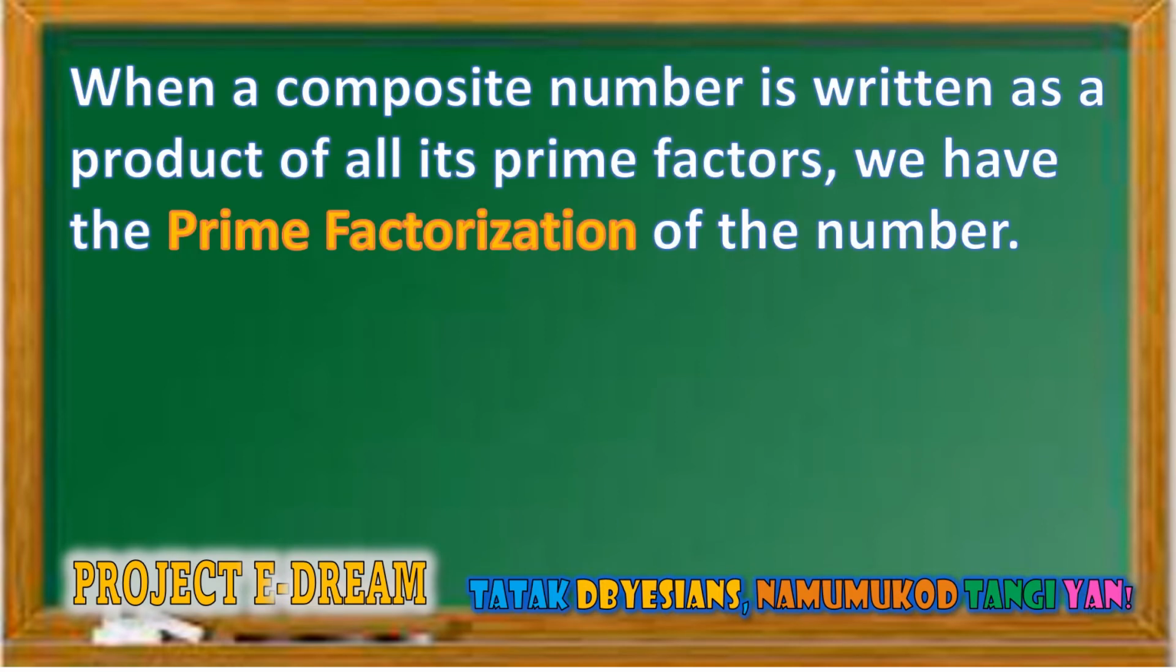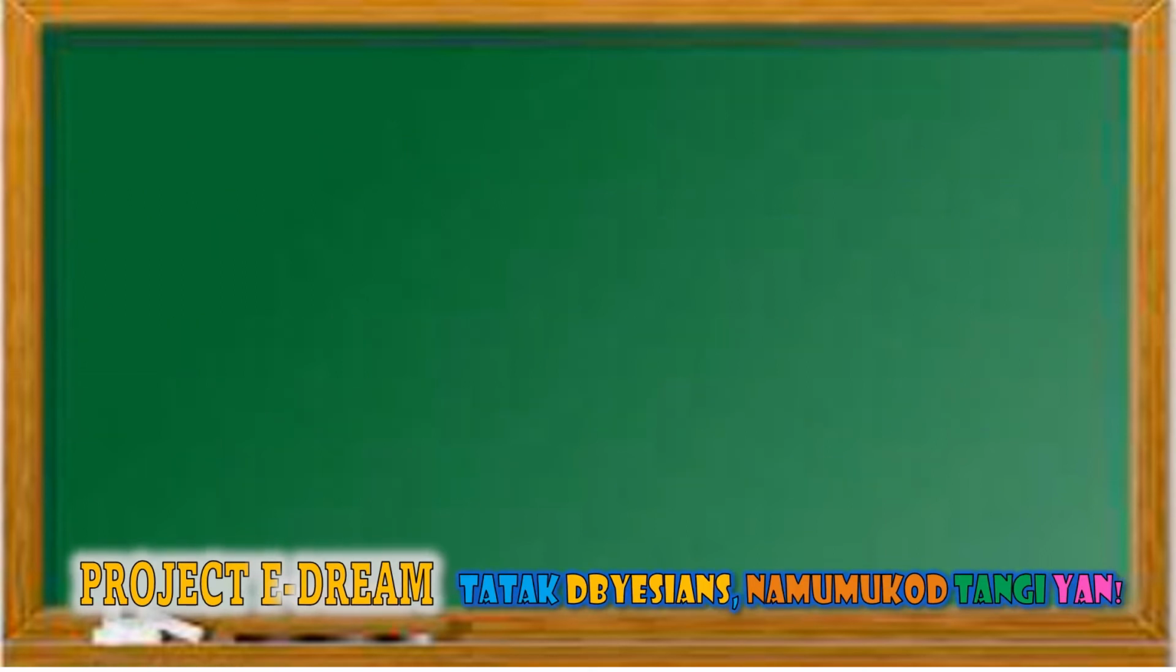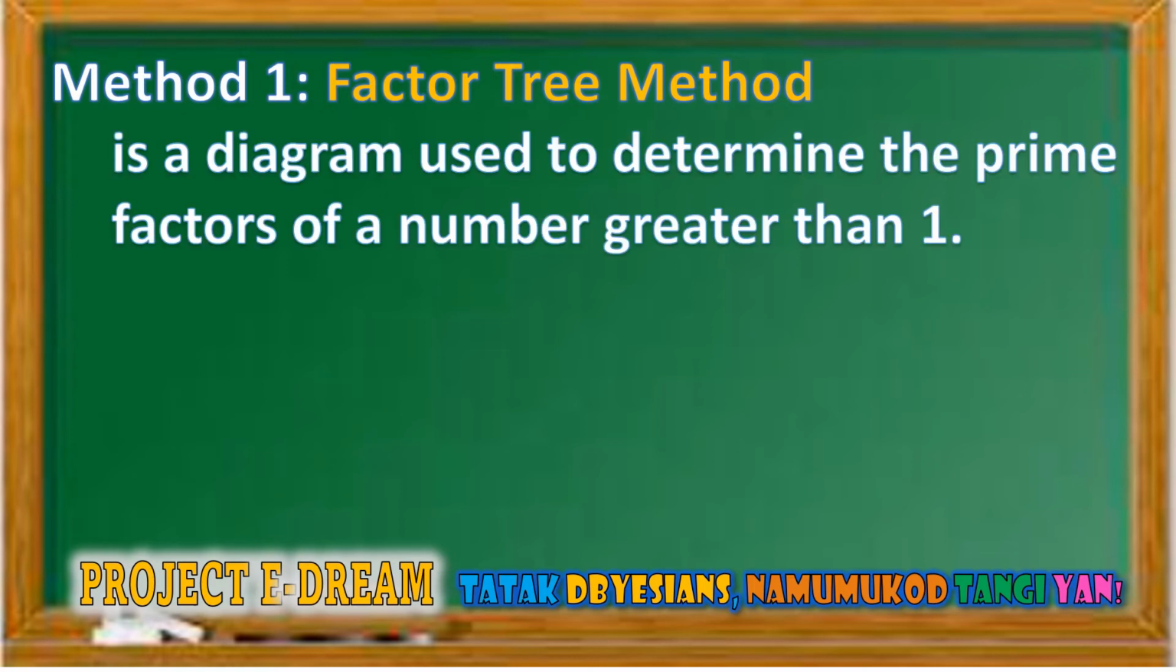When a composite number is written as a product of all its prime factors, we have the prime factorization of the number. The prime factorization of a number is the product of all the prime factors of that number, including repeated factors. There are ways on how to find the prime factors of a given number. First is the factor tree method. So what is a factor tree method? Factor tree method is a diagram used to determine the prime factors of a number greater than 1.